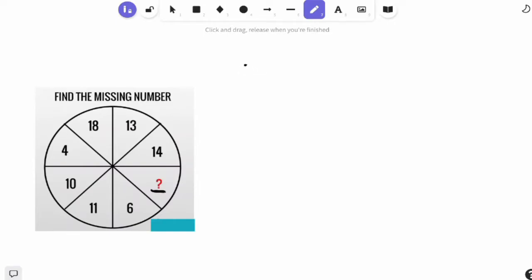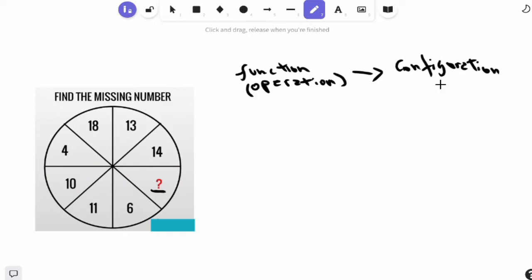We have some function or operation that we have to apply, and we apply it in some pieces of the puzzle, or in other words, in some configuration. So what are our functions and what are our configurations? Let's enumerate some functions, but basically it is any function that you can think of.